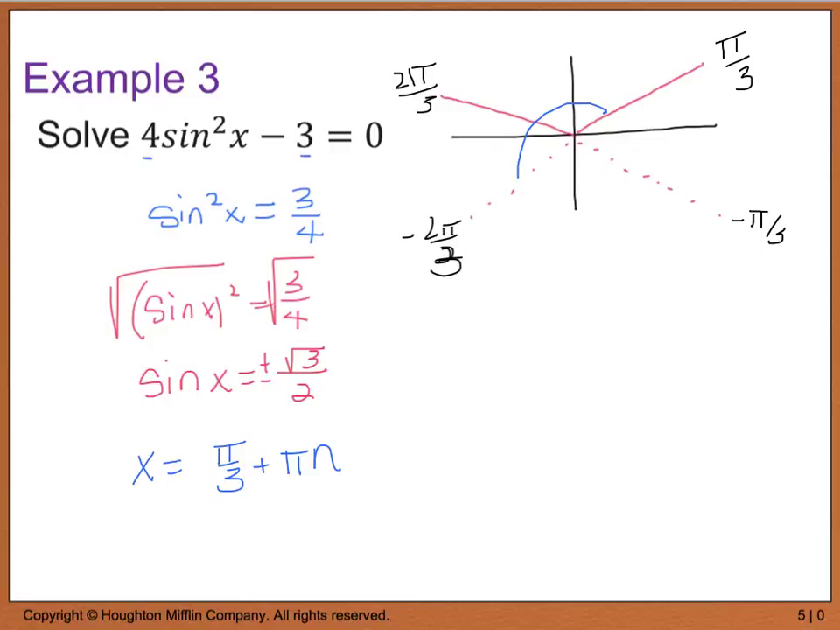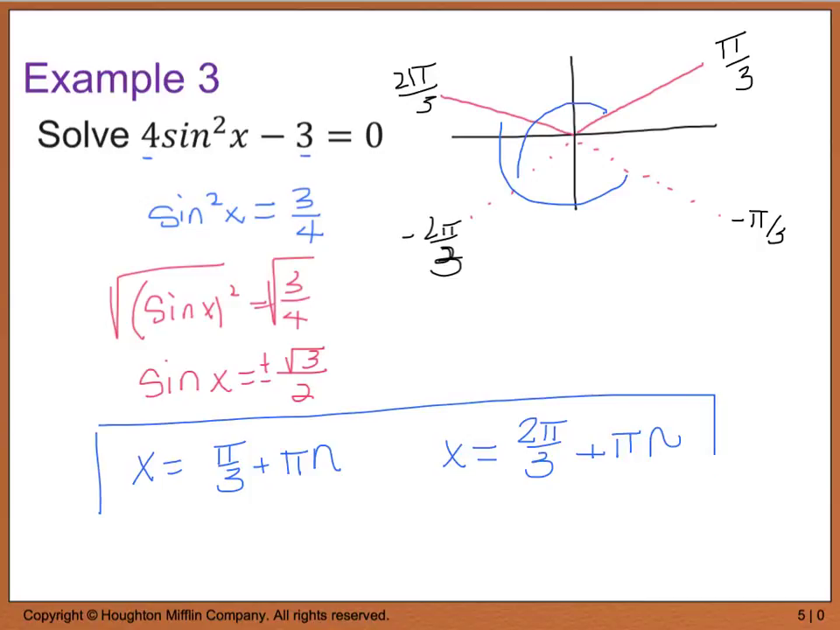And it doesn't matter if I get a negative value or not, because once I square it here, it's still going to give me a positive number. So this is one solution. My other solution comes from when x equals 2 pi over 3. And again, 2 pi over 3 and a negative pi over 3 are only spread apart by an increment of pi. So here I can add plus pi n, and then these would be my two solutions.